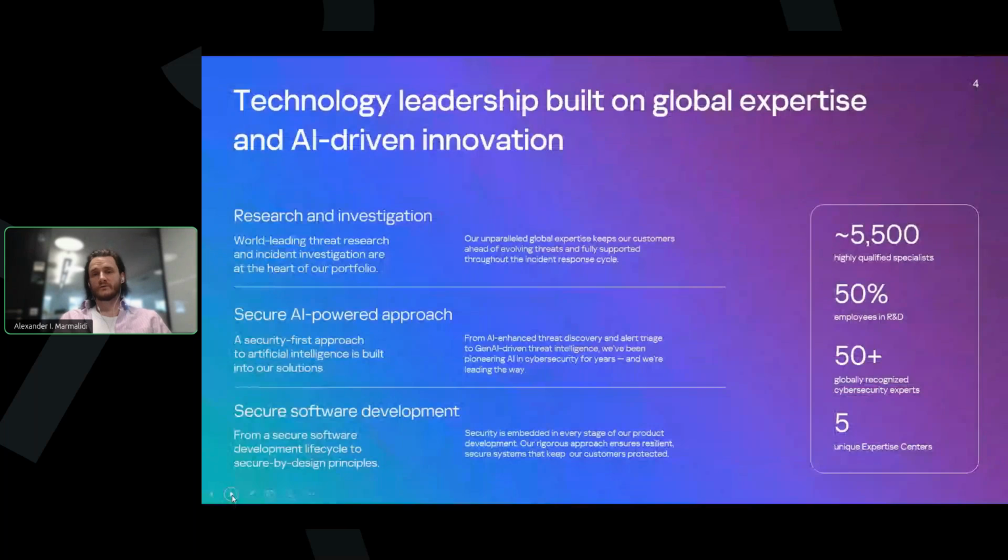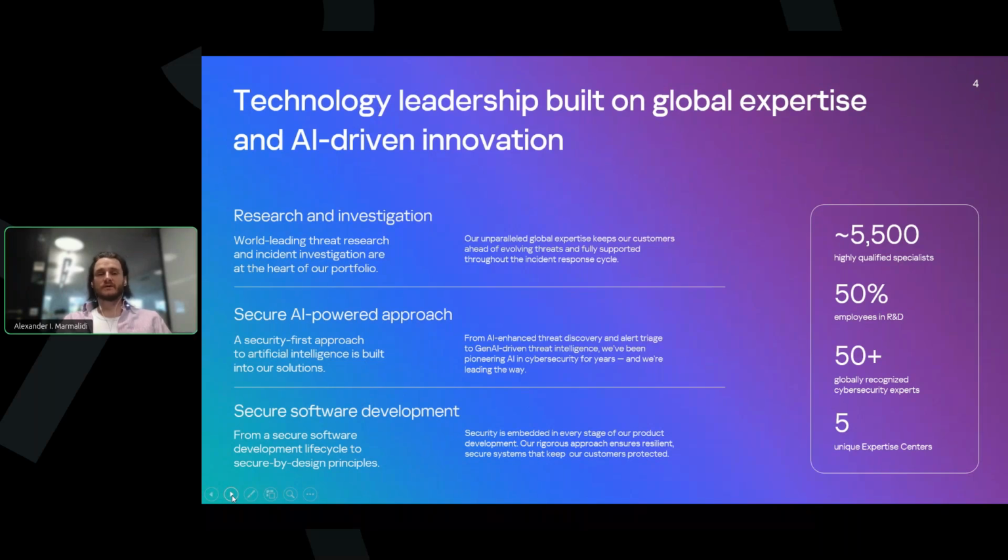And of course, you might know this or not, but we have more than 5,000 employees, and half of those employees are in research and development. Among those, of course, we have globally recognized cybersecurity experts, some 50 of them, and they're distributed among our expertise centers, which I will tell you more about on the next slide.